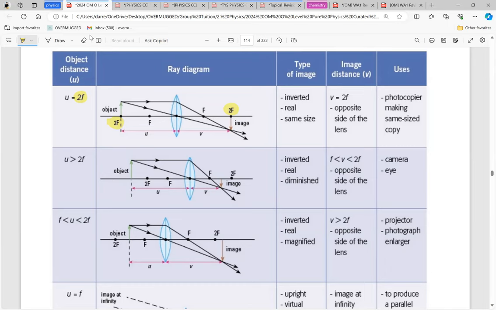Now, the reason why we start studying our lenses with 2F is because it's the easiest light ray diagram to learn. Meaning, object is at 2F, image is at 2F. So I like to call this the 2F2F. It's equidistant from the lens. The size of the image is the same. It's just inverted. So this is literally what we call your photocopier, right? It's a one-for-one exact replica of each other.